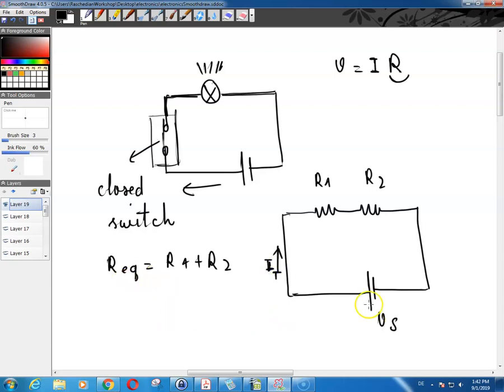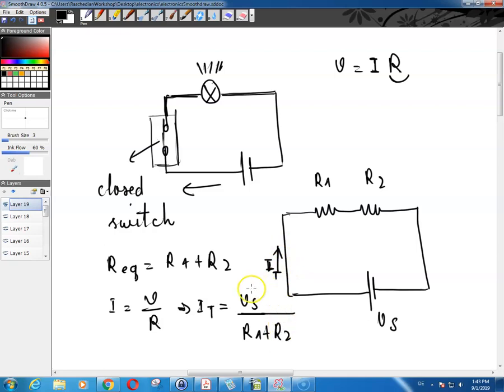So we know that V is equal to IR, so I is equal to V over R. So that means that I of t is equal to V of S divided by R. Now, the equivalent resistance over here is R1 plus R2. Okay? So the current that is going through this circuit is actually nothing but V of S, the power supply voltage, divided by R1 plus R2.